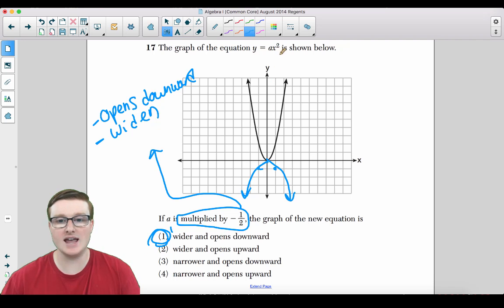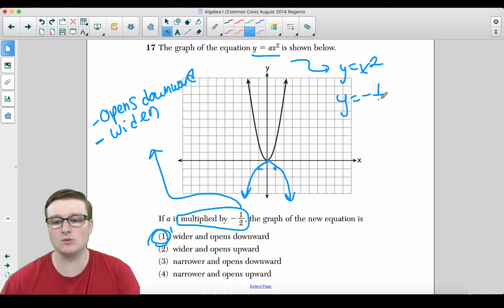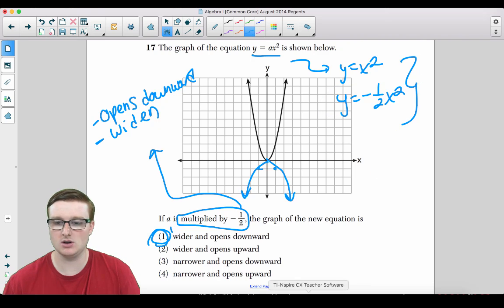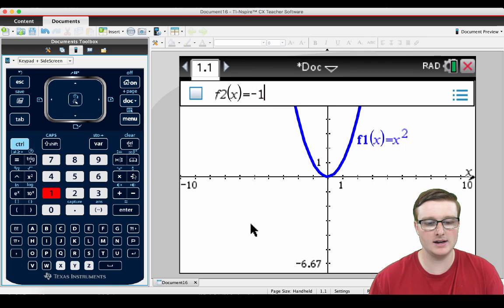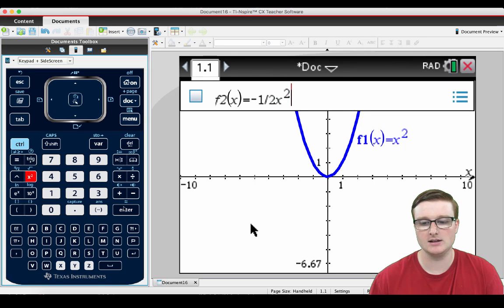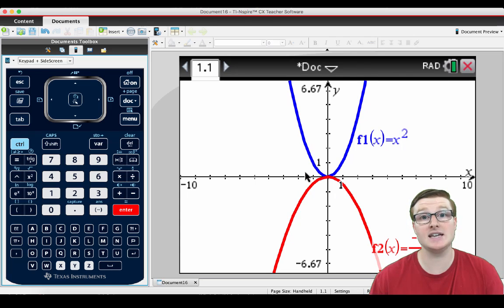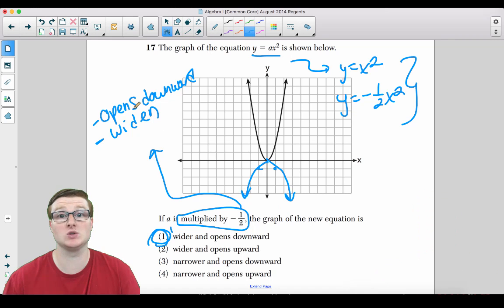And if you want to check your answer, make y equals x squared and then make the new equation y equals negative 1/2 x squared and just compare these two functions in your calculator. So we get x squared and negative 1/2 x squared. And there you go. It's wider and it opens downward. So that's why it's going to be choice 1.